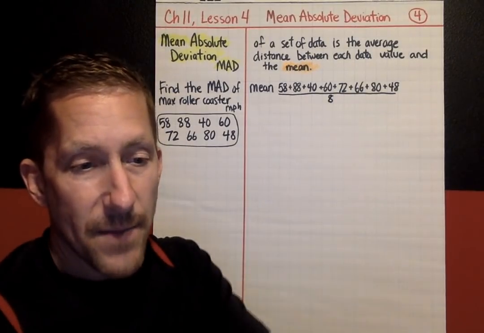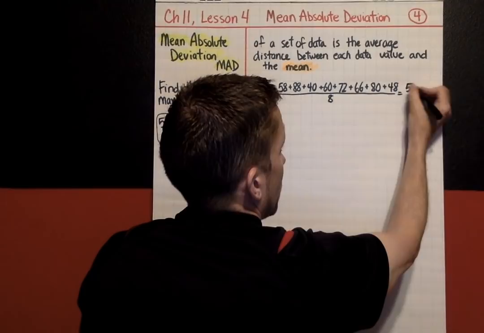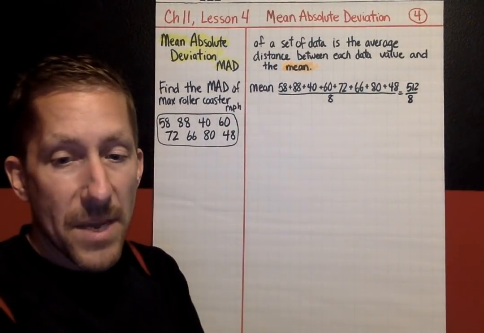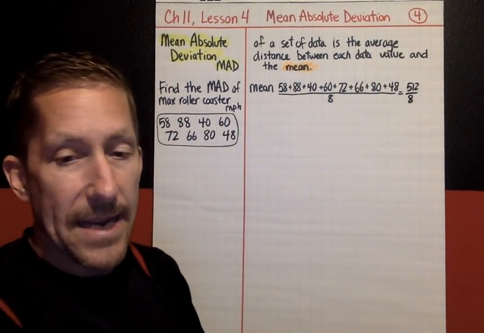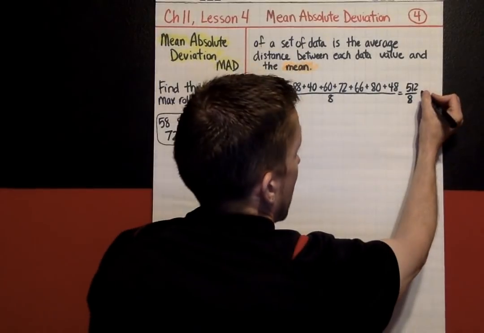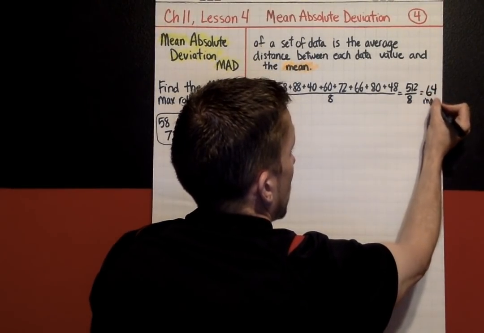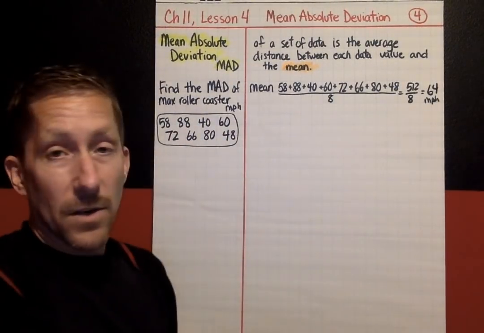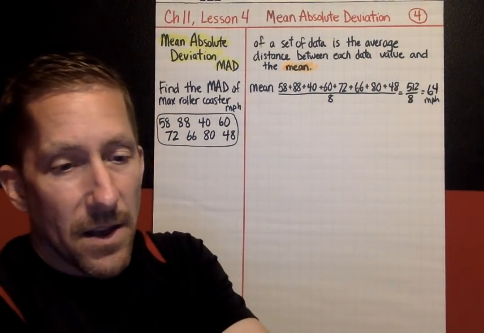I'm not going to type that in my calculator. I've already done it. I get 512 divided by 8. So the mean, 512 divided by 8, the mean or average speed is 64 miles per hour. So of this data, of the 8 roller coasters, the average speed was 64 miles per hour.